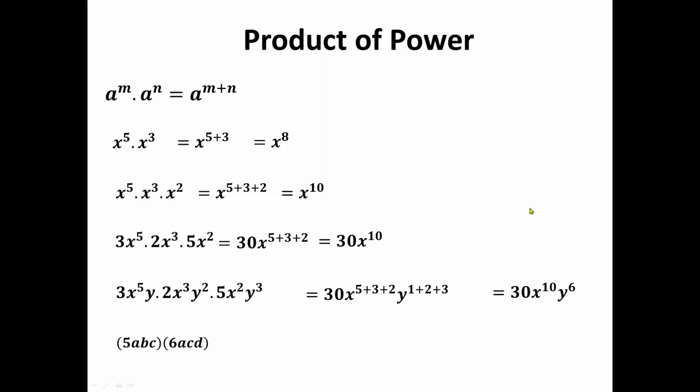Sumunod naman, we have 5abc times 6acd. Meron pa pala tayong isang halimbawa. So, paano natin yan i-multiply? Siyempre, 5 times 6 muna, which is equal to 30. And then abc times acd. So paano yan sasagutin? Ang ating final answer, 30a squared, b, c squared, d. Ngayon, yan ang tinatawag nating product of power.